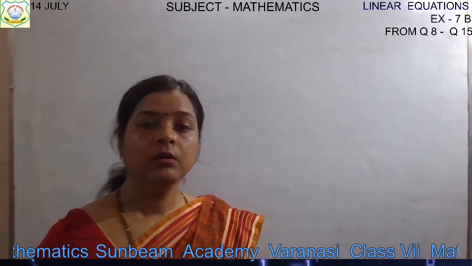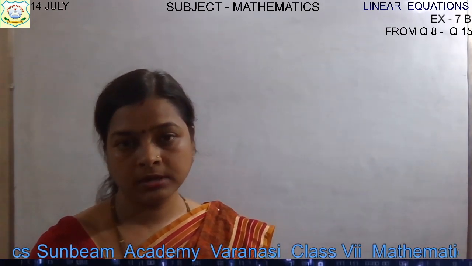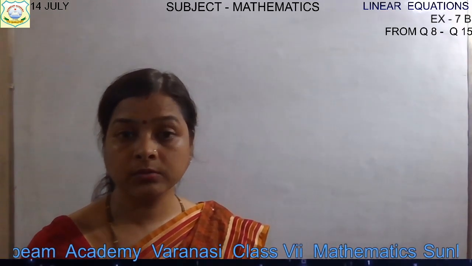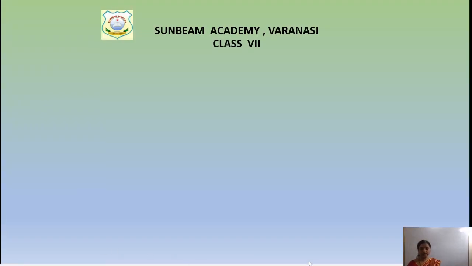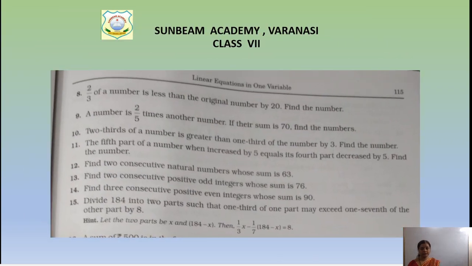Okay. Now, because my range is question number 8 to 15, I will solve all the odd number questions. So, let's see the next question, that is question number 9. It says that a number is 2 by 5 times another number. If their sum is 70, children, there are two numbers, and their sum is 70. So you have to find those numbers.